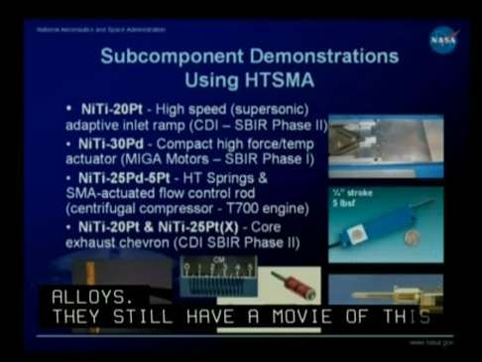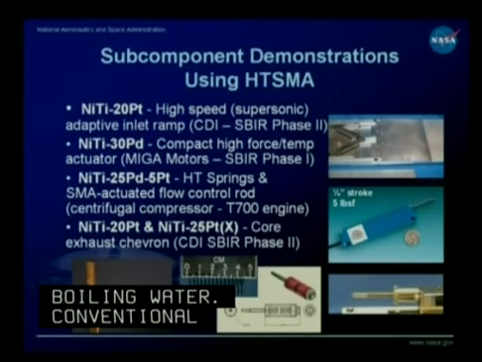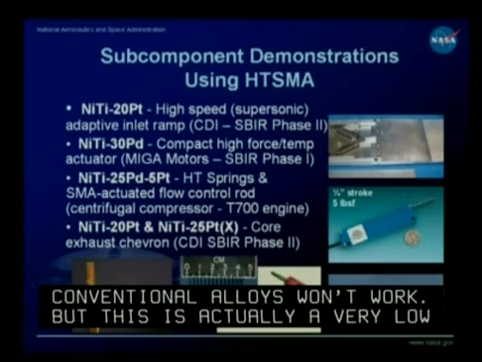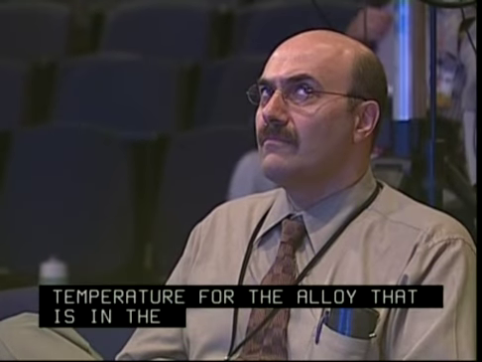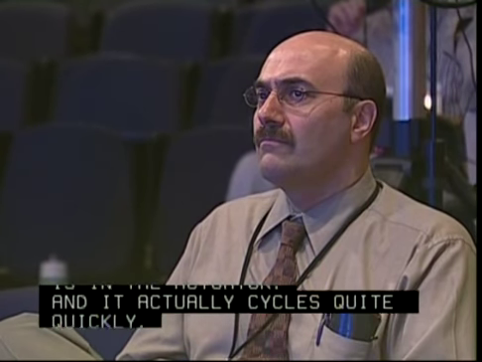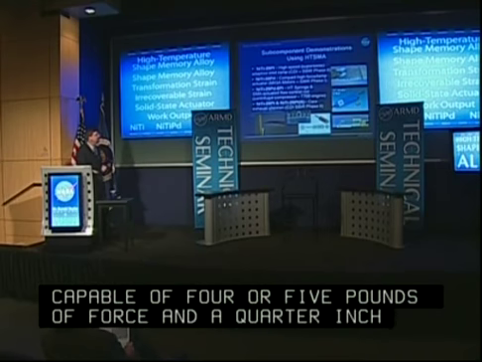Again, conventional alloys won't work under those types of temperatures, but this is actually a very low temperature for the alloy that's in the actuator, and it actually cycles quite quickly. The actuator itself weighs less than an ounce. It's capable of 4 or 5 pounds of force and a 1/4 inch of stroke. So that's a type of a commercial motor or actuator.